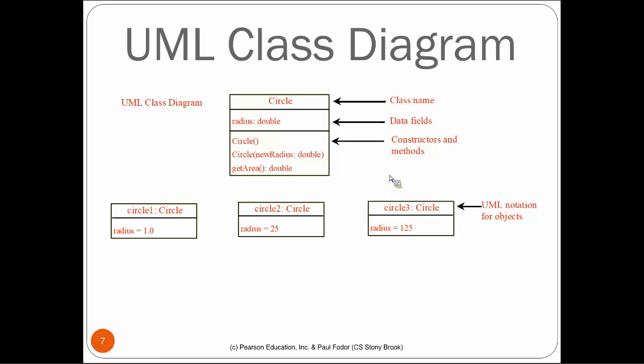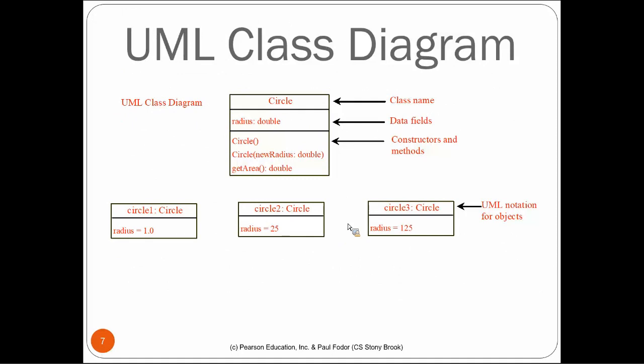data fields and methods. Once we have class diagrams, we can create object instances of those classes, which will only list two parts, which is the object, like for instance circle 1, circle 2, circle 3 of the type circle, and separately the data fields with their value. So radius was a data field. For each one of the three objects it has a different value. So radius is 1.0, radius is 25, and radius is 125 for the last circle.